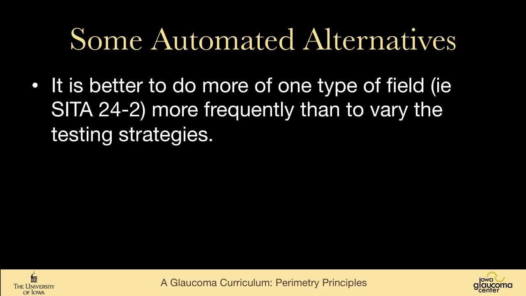I think a really important point is that it's better to stick with one kind of test and do it more frequently than to move back and forth between different sorts of tests. So it's better to do a SITA 24-2 every 6 months to a year rather than alternating between a SITA and a matrix and a SWAP, because it'll take a lot longer to see a change if you do it that way. So whatever you do, try to stick with one strategy.